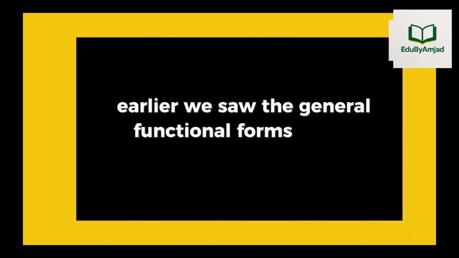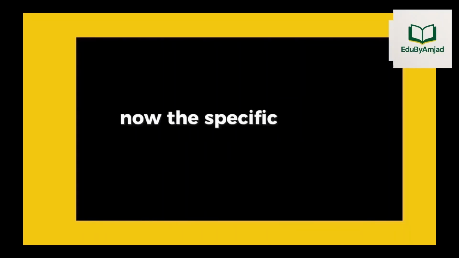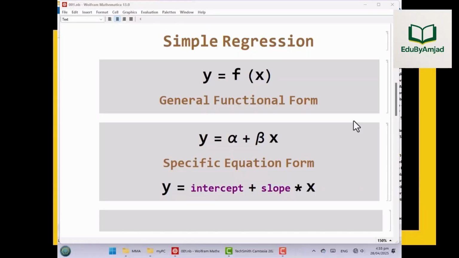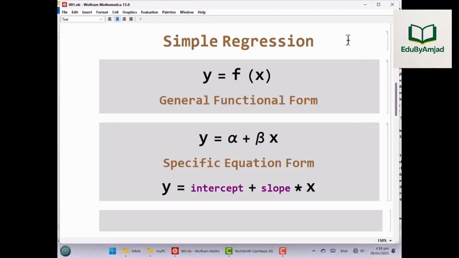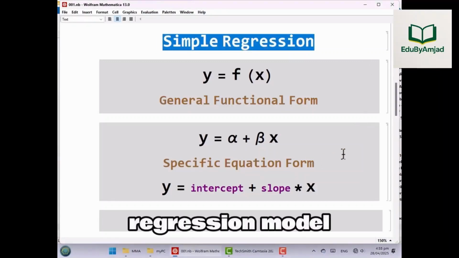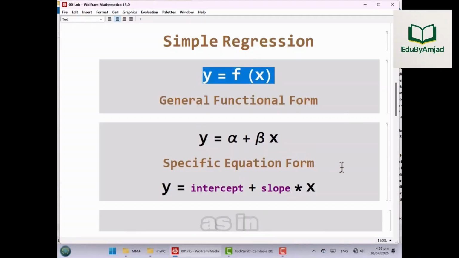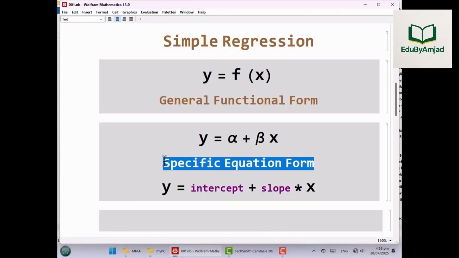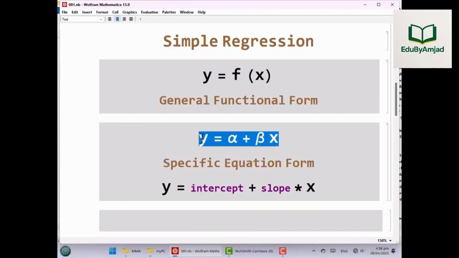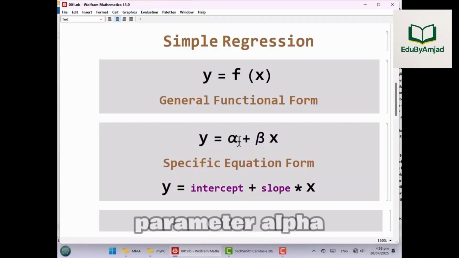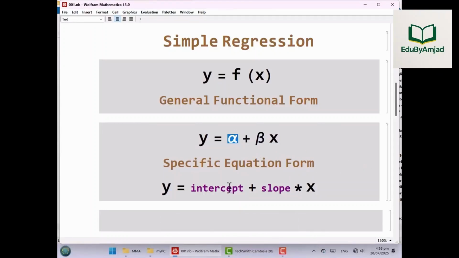Earlier, we saw the general functional forms of the two. Now, the specific forms in equation form are. Here we see the simple regression model both in functional form as well as in specific form or parametric form, equation form if you will. Parameter alpha is intercept. And beta is slope.